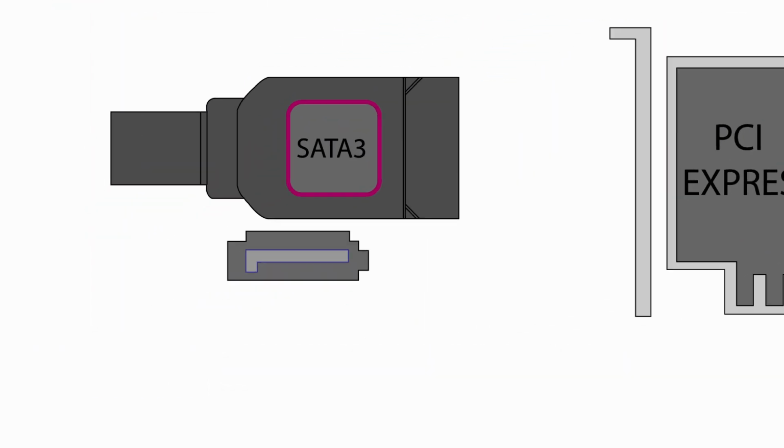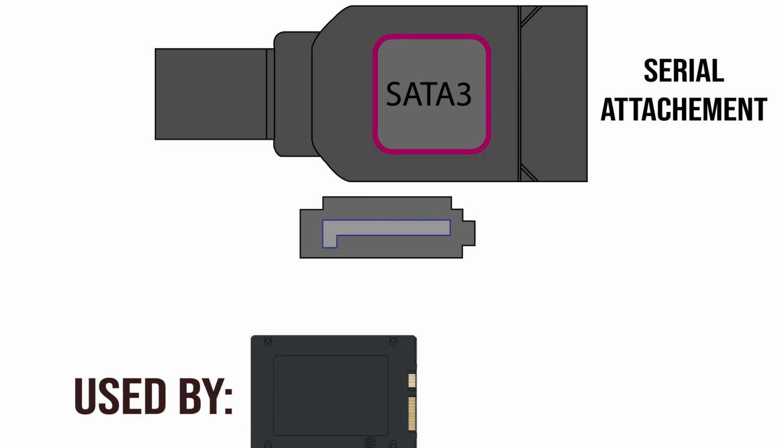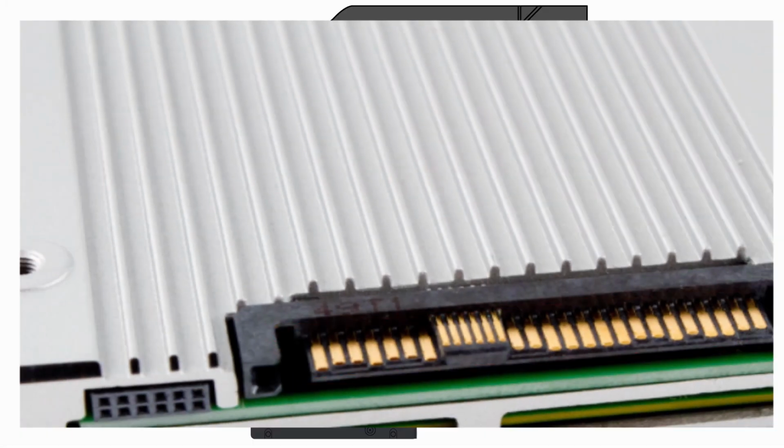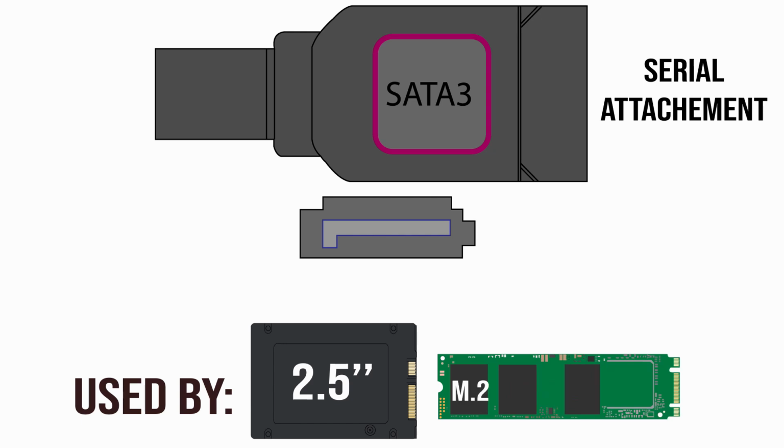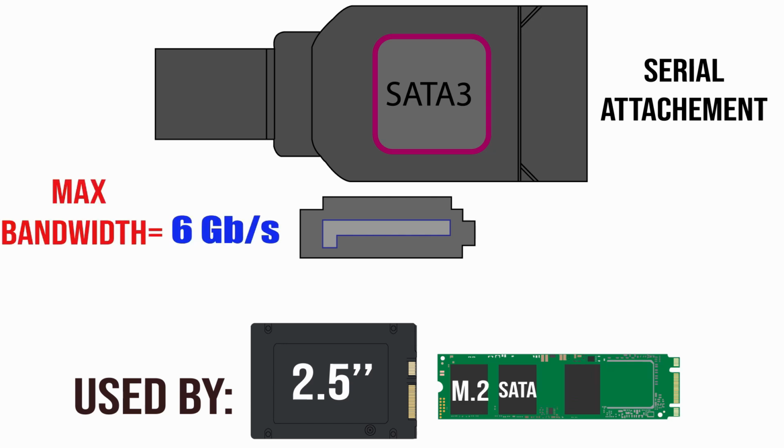Okay, now on to the second category, interface. First, we have SATA 3, which is used by all 2.5 inch SSDs, except U.2, but nobody uses those, so don't worry too much about them, as well as some M.2 drives, labeled M.2 SATA. The SATA 3 interface's max transfer rate is capped at 6 gigabits per second, or 768 megabytes per second.